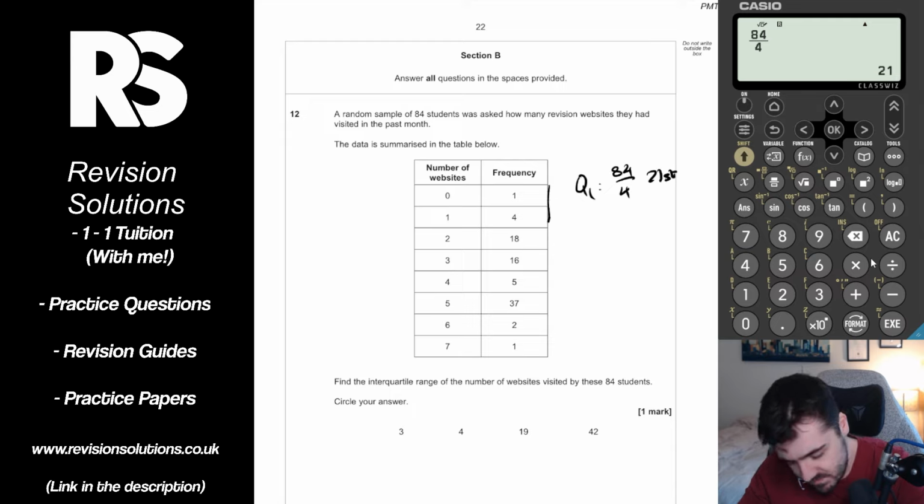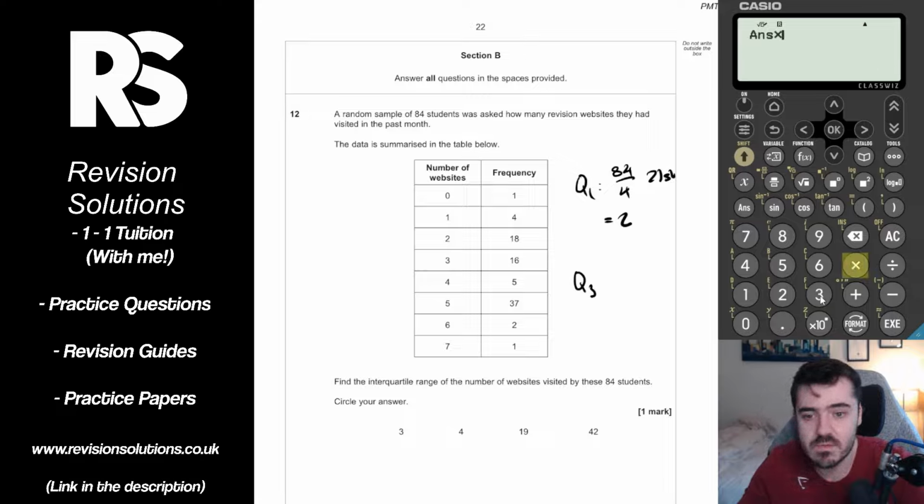So we've got 5 values over here, and then 18 here. So the Q1's going to live in that third group here. So that's where the number of websites is 2. So it's going to be equal to 2. Because there's no in between any of the values to worry about here. Then Q3, we need 3/4 of the value. So that's just 21 times that by 3. That would be the 63rd value.